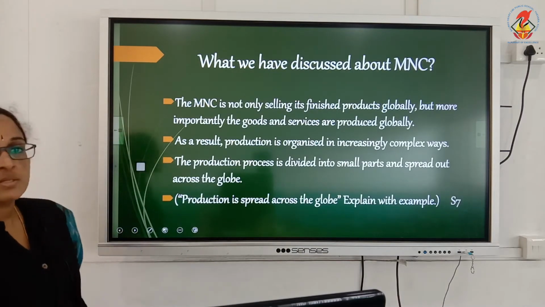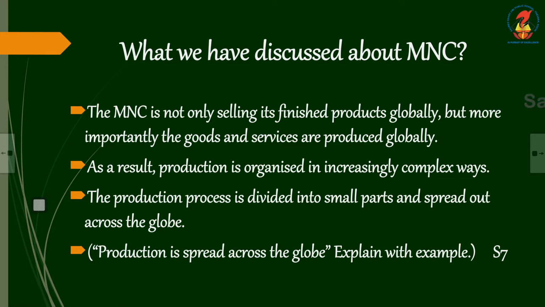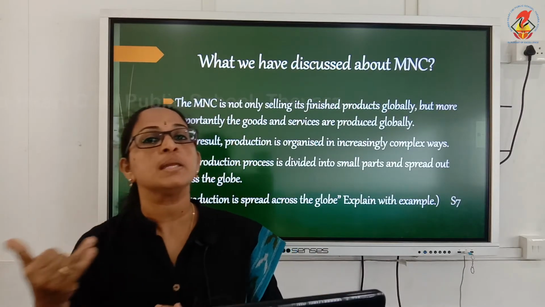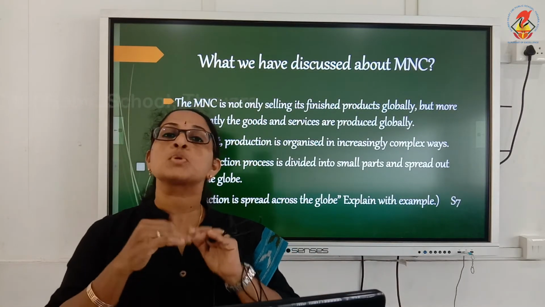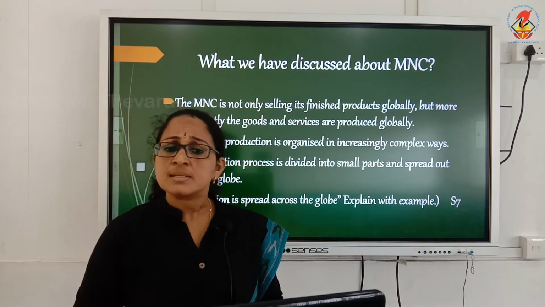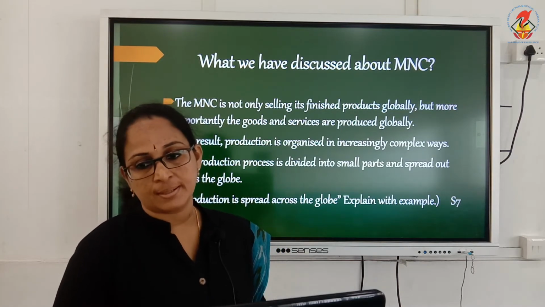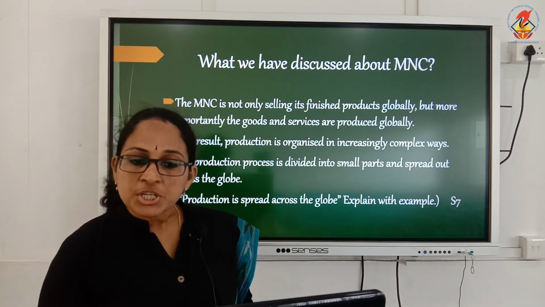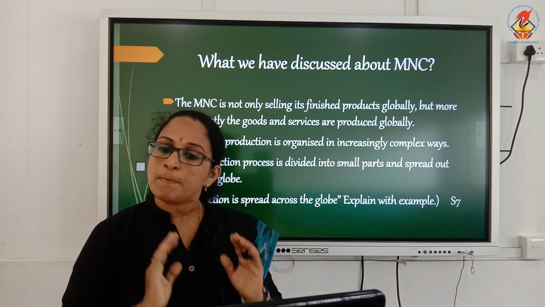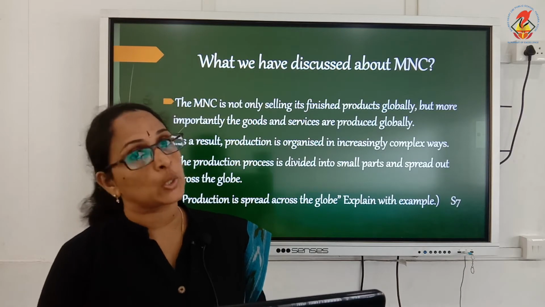What have we discussed about MNCs? An MNC is not only selling its finished goods globally but also producing globally. With the example we saw that they are producing goods globally. Components are produced in one country, designing in another country, assembling in another country. So it's produced globally. As a result, production is more organized. The production process is divided into small parts and spread out across the globe.